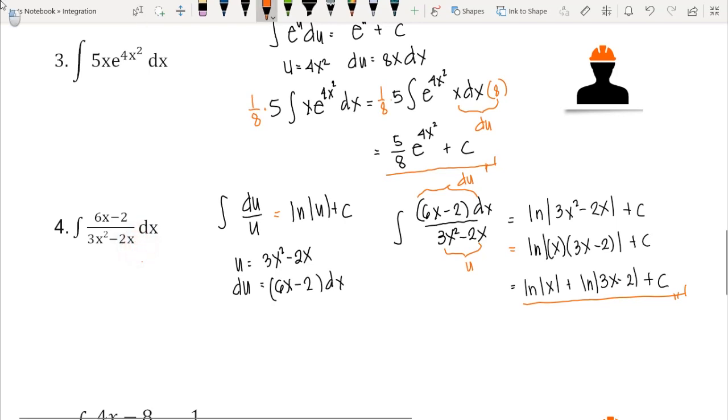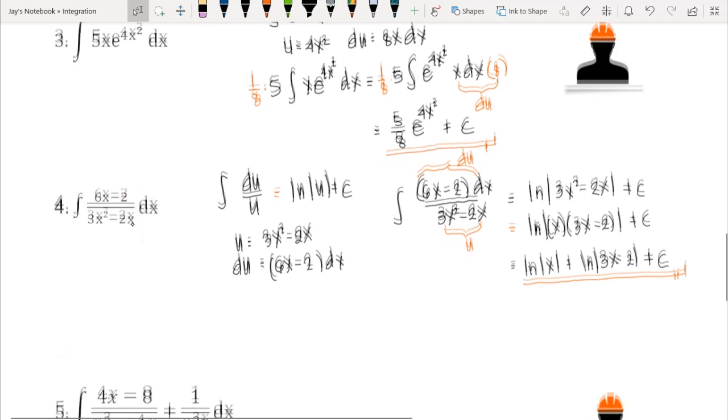So we could have another way of integrating this function. We could use partial fraction. If you want to learn partial fraction, I have a video in my channel, so you can watch it anytime.